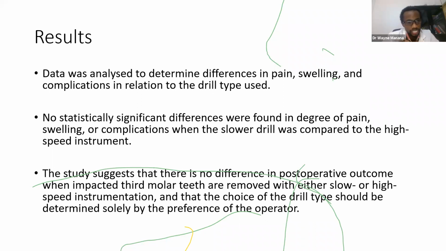The results were quite interesting. The data was analyzed to determine the difference in pain, swelling, and complications in relationship to the drill speed used. What they found was that there was no statistically significant difference in the degree of pain, swelling, or any other complications when the speed was 30,000 versus 90,000 revolutions. So the study seemed to suggest that there is no difference in post-operative outcome when impacted third molars are removed, whether you are using a slower speed of your implant motor or a higher speed of your surgical motor.